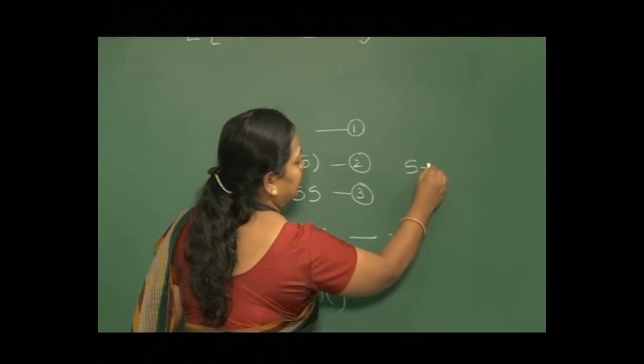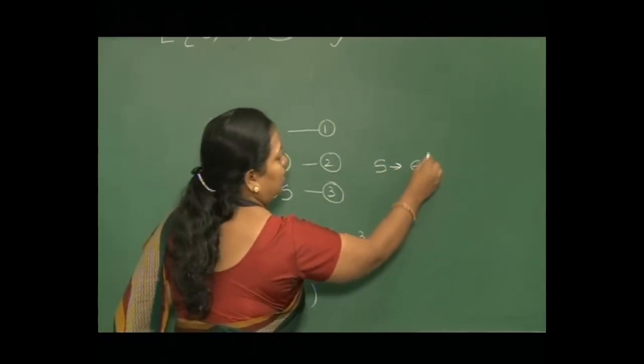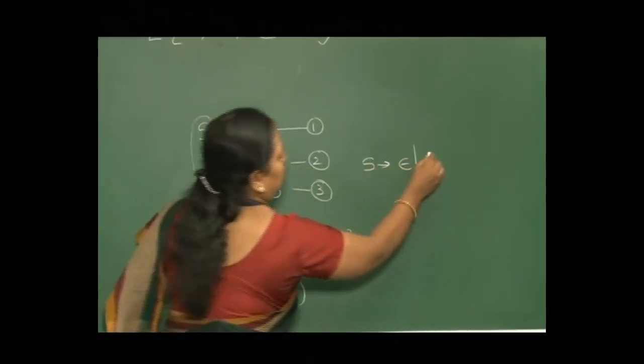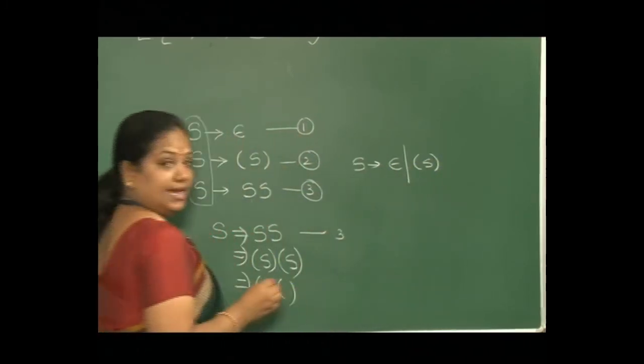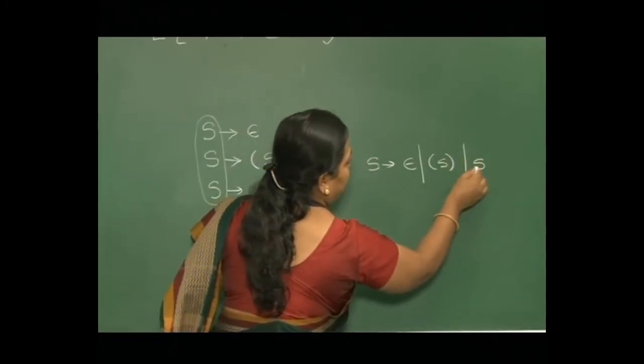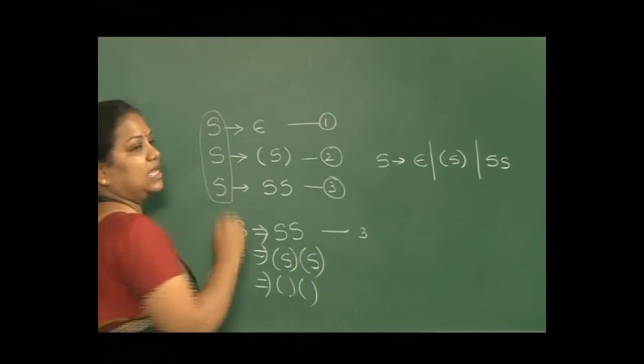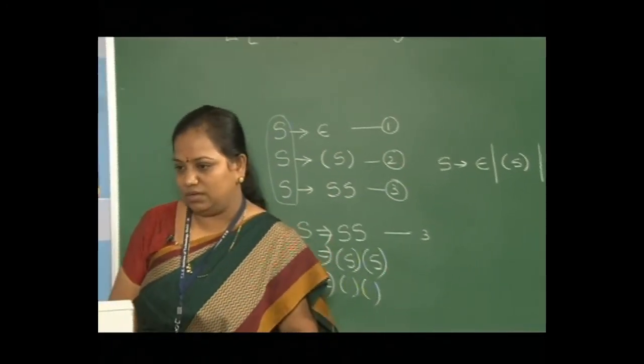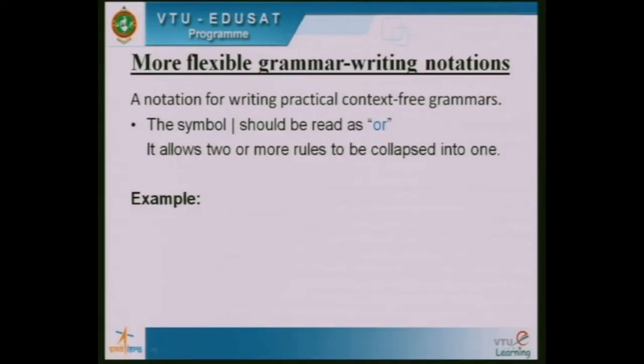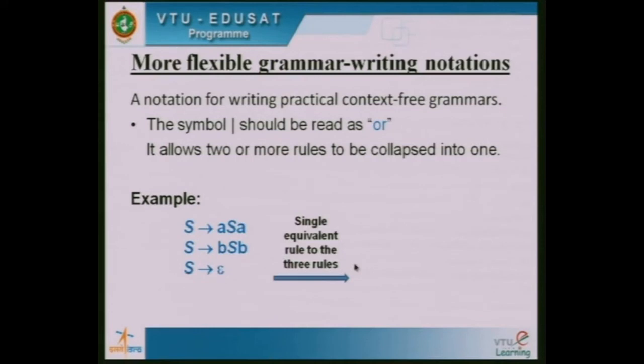as S tends to epsilon or opening S closing or SS. Both these grammars are same or equal. So, you can see here S tends to ASA, S tends to BSB and S tends to epsilon can be written by using this symbol as S tends to ASA or BSB or epsilon.